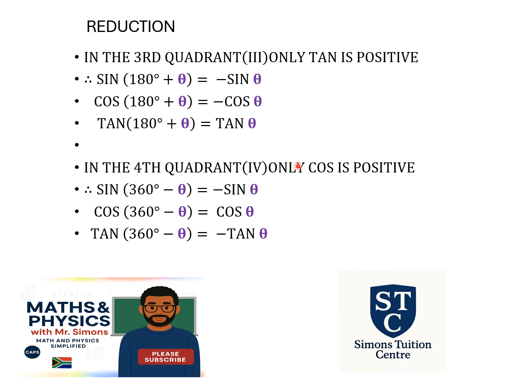In the fourth quadrant, only cos is positive. So if I write 360 minus theta, I'm in the fourth quadrant. In the fourth quadrant, sine is negative, so that becomes negative sine theta. Cos of 360 minus theta in the fourth quadrant, cos becomes positive. And tan there is negative in the fourth quadrant, so tan of 360 minus theta becomes negative tan theta. So this is basic reduction with the reduction formula, but we will do it in more detail in the next video.